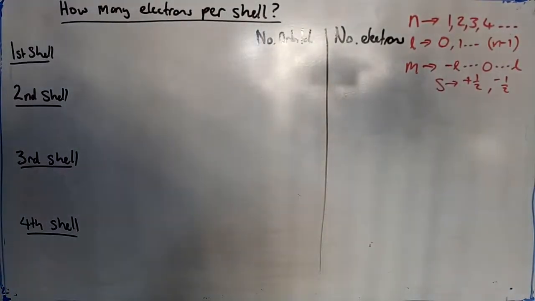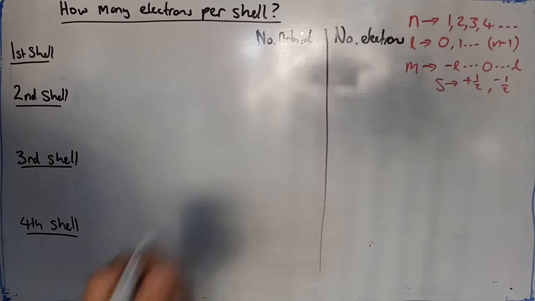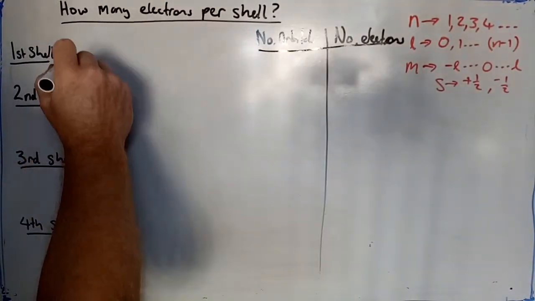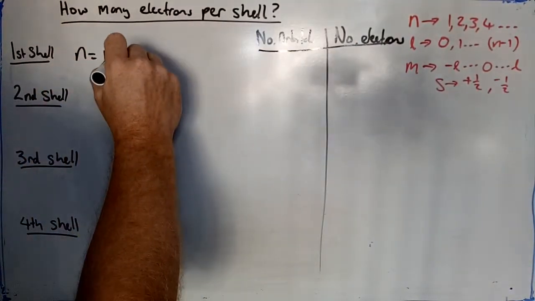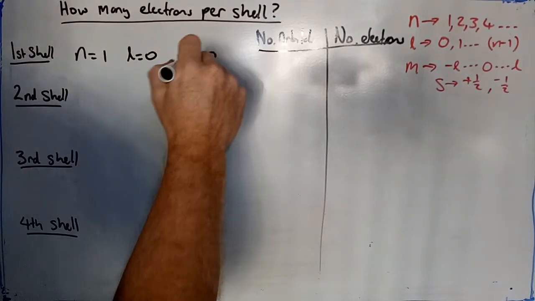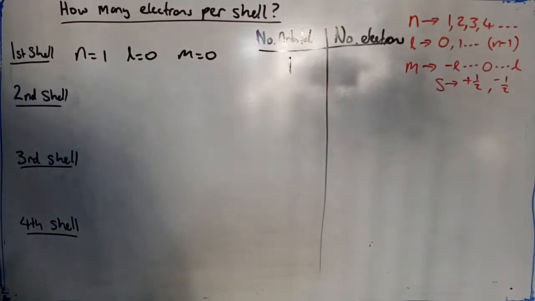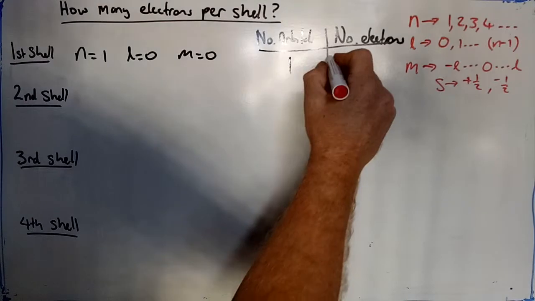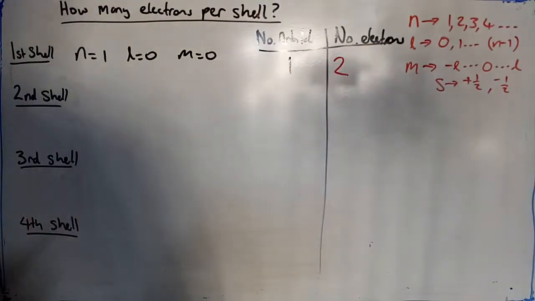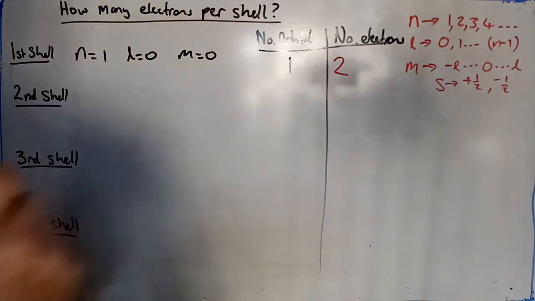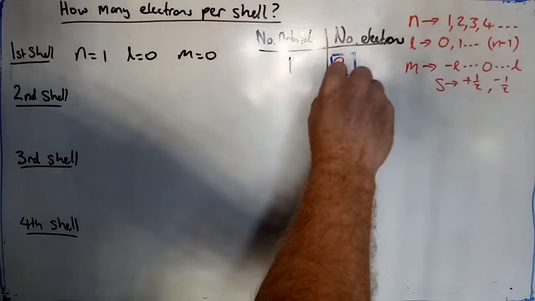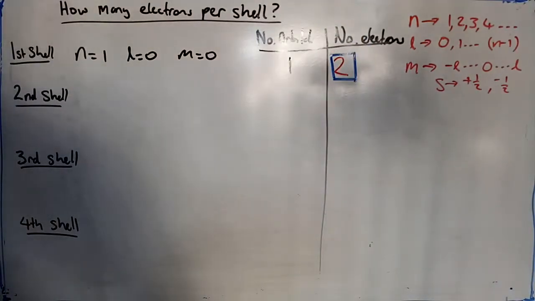Let's now construct a table to tell us how many electrons can fit in each shell. For the first shell, n equals 1. l has to be 0, m also has to be 0. This gives us only one possible combination of n, l, and m. So the first shell has only one orbital. 2 electrons can fit in that orbital, one with positive spin, one with negative spin. So the first shell can contain 2 electrons.